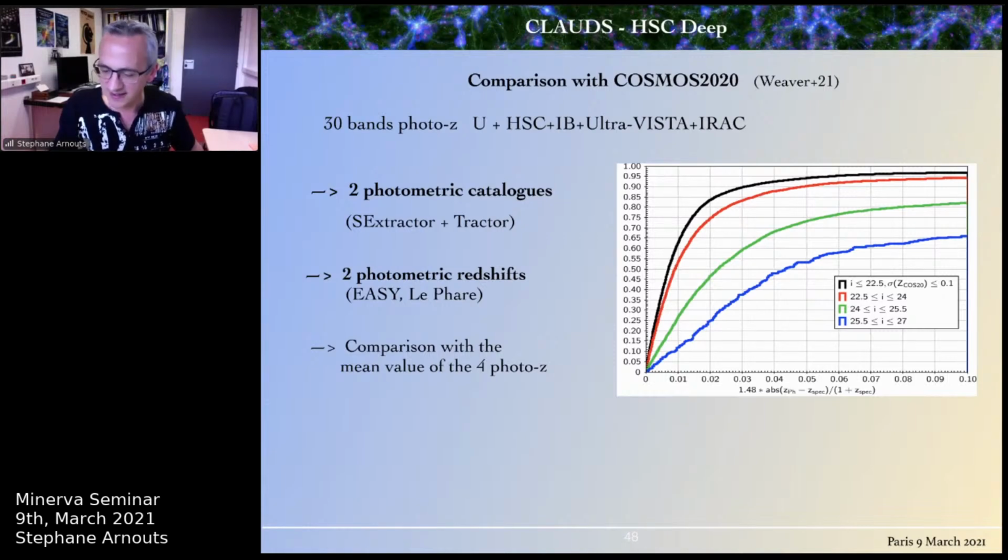We can have a completely external comparison with COSMOS2020, which is the last version of the 30-band photometric redshift catalogs from Henry and his team. And so it combines the U-band from CLAUDS through the deep HSC images, intermediate bands, UltraVISTA, IRAC. So it's a very large, impressive amount of deep data. And they have generated 2 catalogs for the source extractions, SExtractor and Tractor, and 2 photometric redshifts each. So what I will use to compare with is indeed just combining the 4 photo-zs together. So the 4 photo-zs from COSMOS2020. So it's a mean of all the photo-zs.